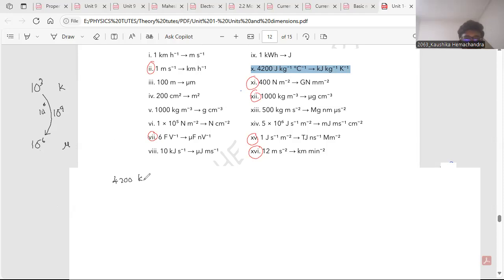4,200 joules per kilogram per degree Celsius into kilojoules per kilogram per Kelvin.